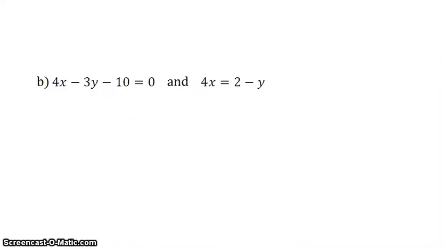4x minus 3y minus 10 equals 0, and 4x equals 2 minus y. Now here, do I have the same thing in both equations? I do. So I could subtract these two equations and get rid of that 4x entirely. Or I can use steps 1, 2, 3, 4, which was pick the easiest equation. This one looks relatively easy because there's a y all by itself there. So I'm going to pick 4x equals 2 minus y, and I'm going to make that equation number 1.